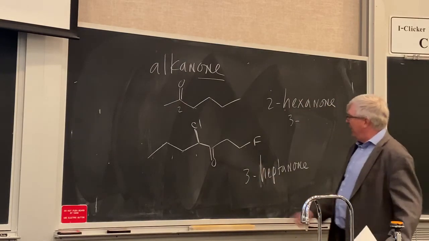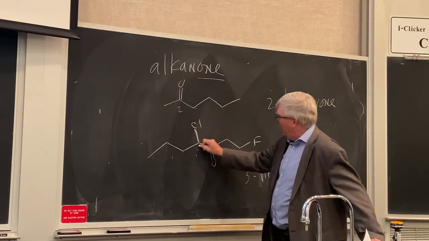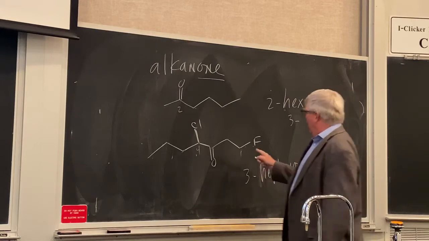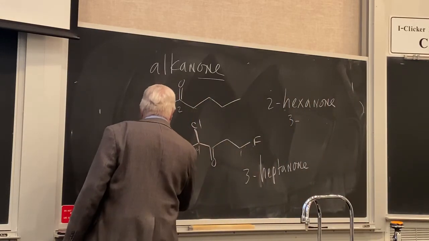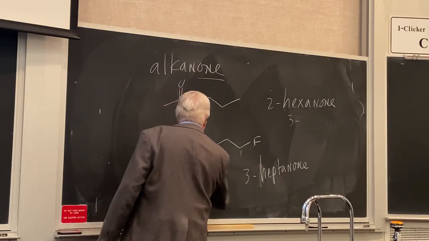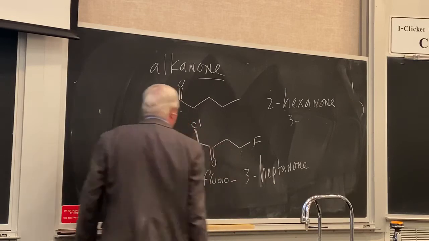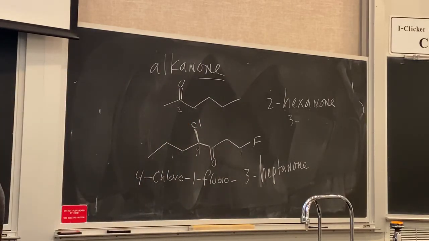And then what else do we have? We have 1 fluoro and then 4 chloro. And we just alphabetize that, right? So we have 4 chloro and 1 fluoro, alphabetizing, and heptanone. Is that it for that name?